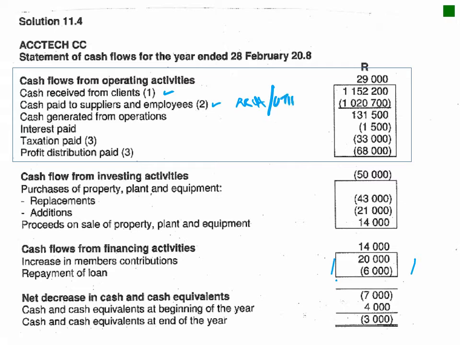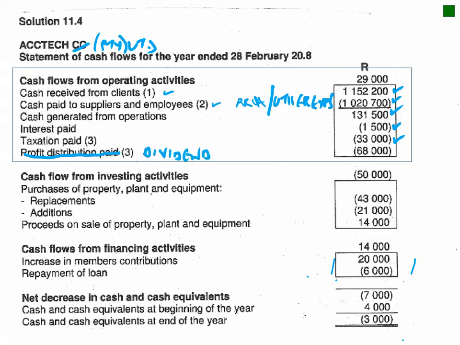So you have to go and look at the cash payments for other expenses as well as for purchases. So if we take cash receipts minus cash payments, it's going to give us cash generated from operations. Interest paid and received must always get shown separately. Because this is a company, remember we're changing it to a company, we're going to show taxation paid separately, and then the profit distribution paid, that's just going to be our dividend.